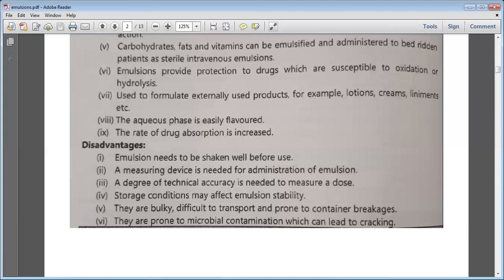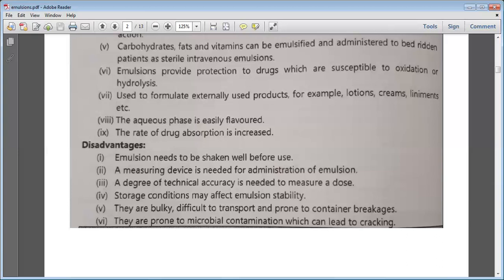So the next disadvantage is that they are bulky, difficult to transport, and prone to container breakages. As you know, the liquids are packed either in glass bottles or plastic bottles, or they may be packed in vials or ampoules. In case of emulsions, if it is a parenteral administration emulsion, it can be packed in vials or ampoules, or if it is in a large volume which has to be taken through the oral route, it can be packed in glass containers.